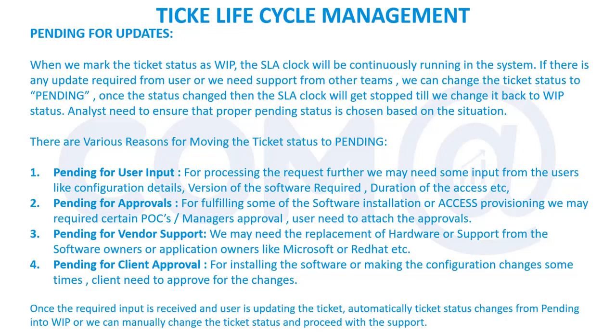So we'll go through the different stages available. There will be more scenarios, but I have given only 4 scenarios here. One is pending for user input. Sometimes a user has raised a request and we need some details from the user. For example, they want to create a distribution list. They create a request, but they have not provided the name of the distribution list required, who should be the members of it, and who will be the manager for the DL. This information is required for creating a DL.